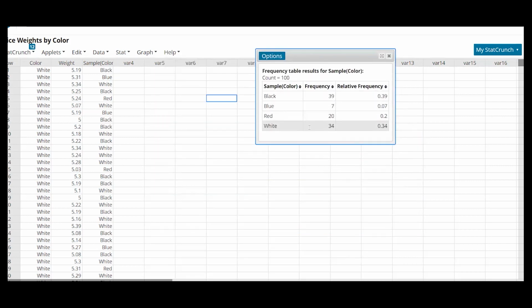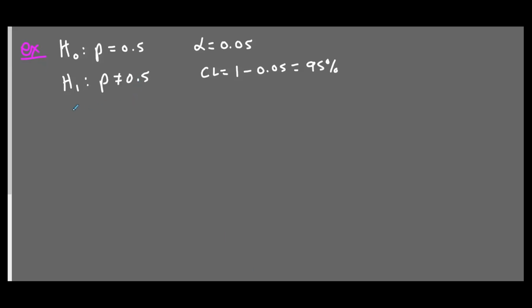And in my sample, I got 34 white dice out of 100. That's a relative frequency of 0.34. So my sample proportion of white dice is 0.34. So I'm going to say that my p hat is 0.34, right? And I picked 100 dice.